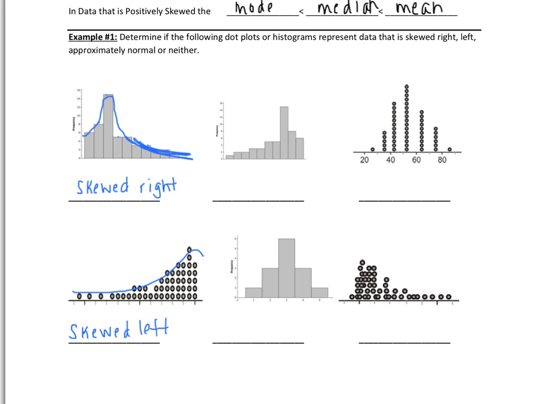Okay, why don't you take a minute and see if you can figure out these last 4 examples here, and then hit resume when you're done. Okay, here are your answers.